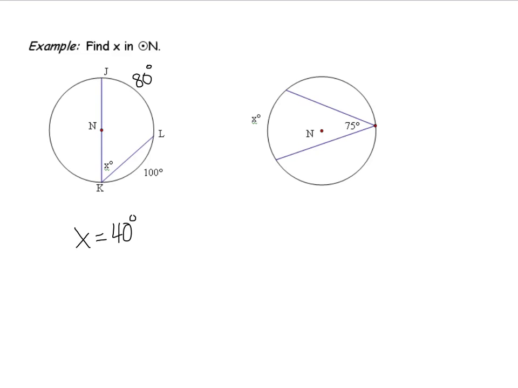In the next one, we know that my angle is 75. So if I know that my angle is 75 degrees and it's sitting on the circle, the arc is going to be twice my angle. So if I take my angle and I double it, I know that X is going to be 150 degrees.